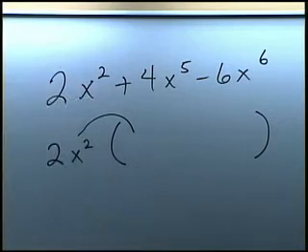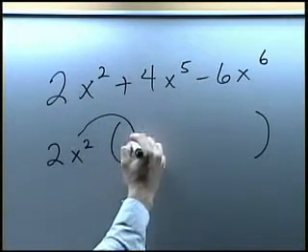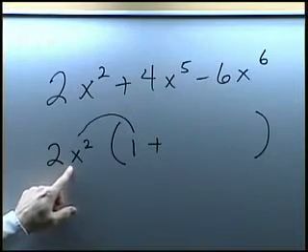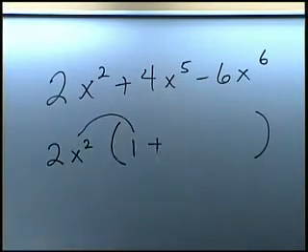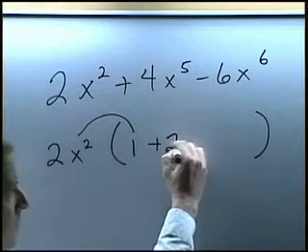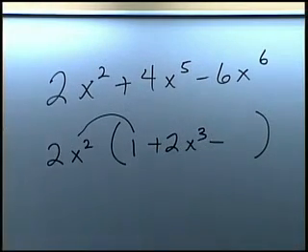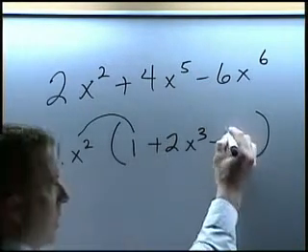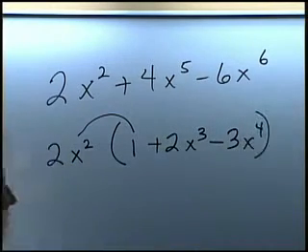Okay. All right, now, what would I need to multiply this by so that I could end up with 2x squared? 1. Okay, so this turns into a 1. Then I put in the plus sign. What do I need to multiply this by so that I end up with 4x to the fifth? 2x cubed. And what about for the last term? 3x to the fourth. Correct.